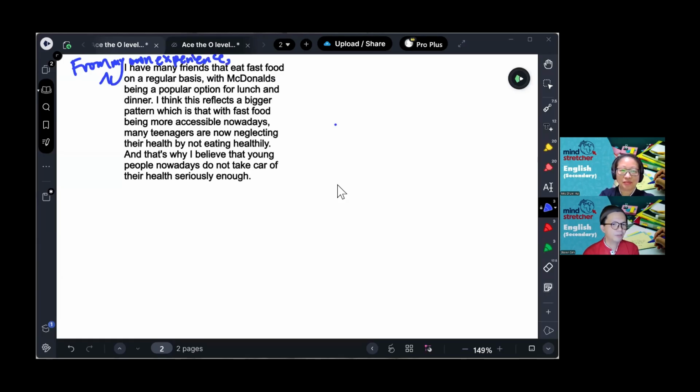I have many friends who eat fast food on a regular basis, with McDonald's being a popular option for lunch and dinner. I think this reflects a bigger pattern. Very nice. That's right. Which is that with fast food being more accessible nowadays, many teenagers neglect their health by not eating healthily.